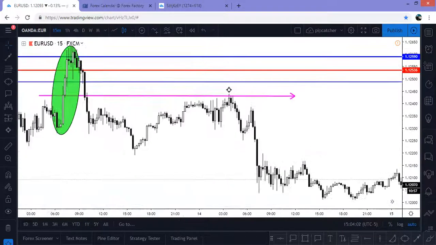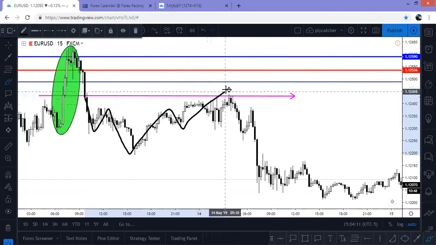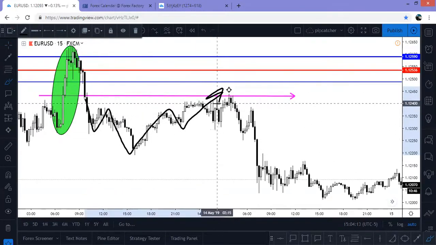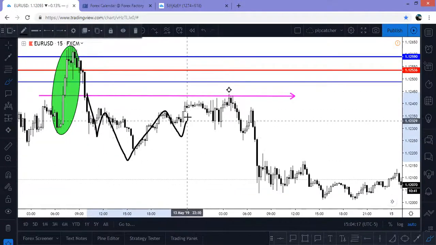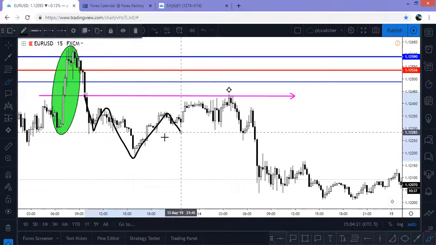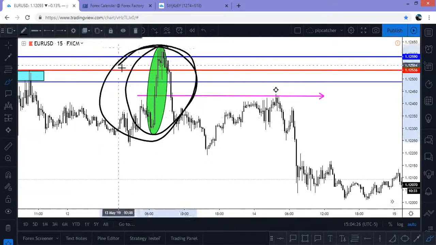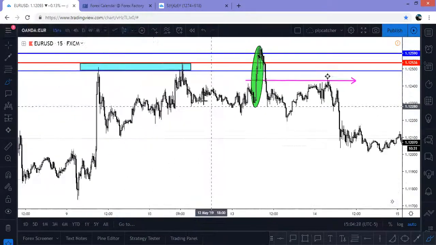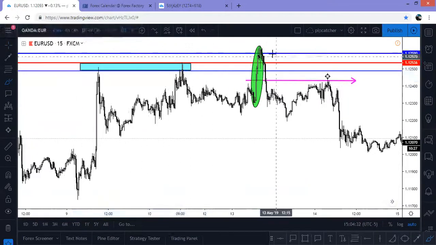Here, right here, retail is seeing an inverted head and shoulders. They're buying this up, right? Retail traders see an inverted head and shoulders. Oh my gosh, look at it. It looks beautiful on the 15-minute, right? Not understanding what really just happened. What really just happened, they already captured liquidity over here, right?